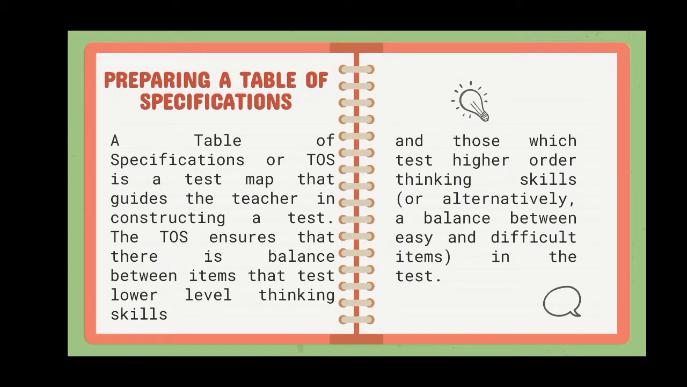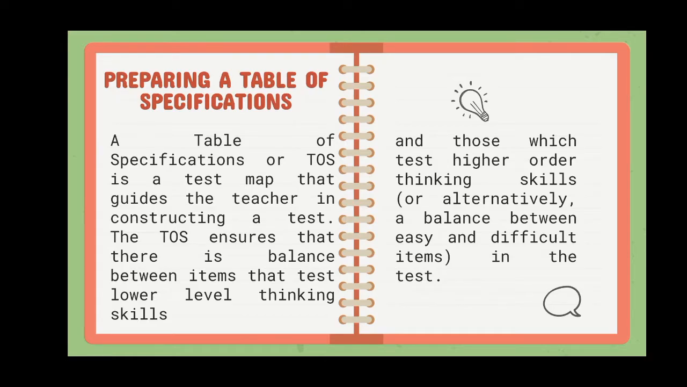Preparing a table of specifications or TOS. A table of specifications or TOS is a test map that guides the teacher in constructing a test. The TOS ensures that there is a balance between items that test lower level thinking skills and those which test higher order thinking skills, or alternatively, a balance between easy and difficult items in the test.